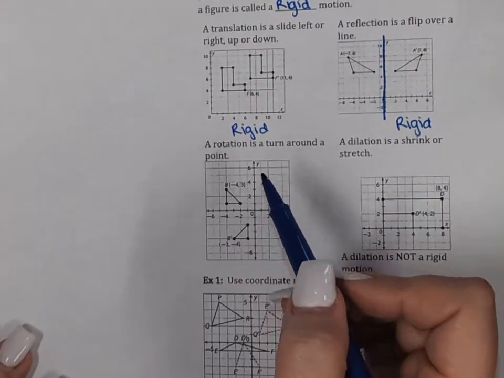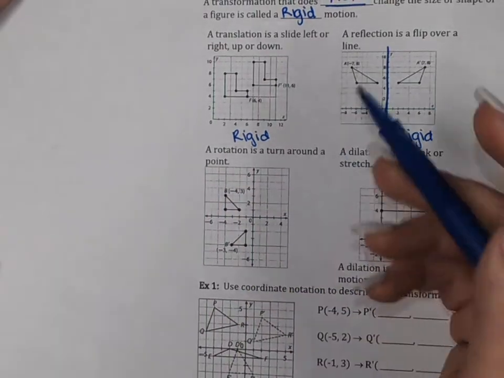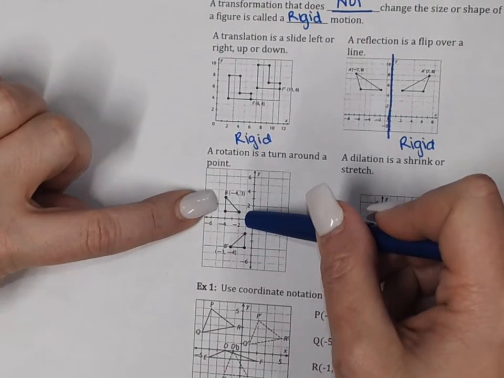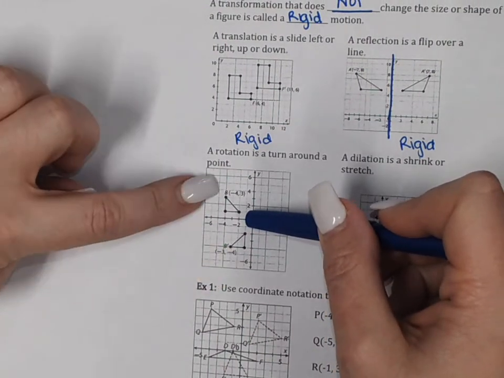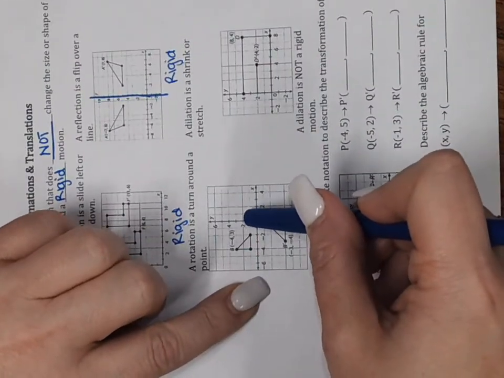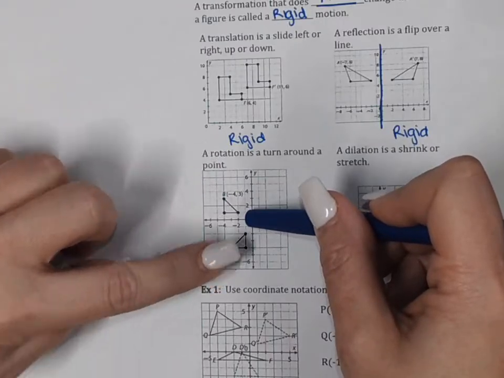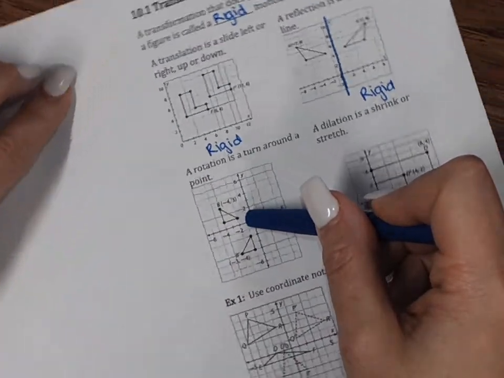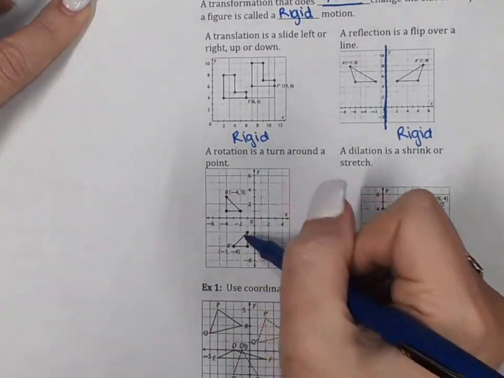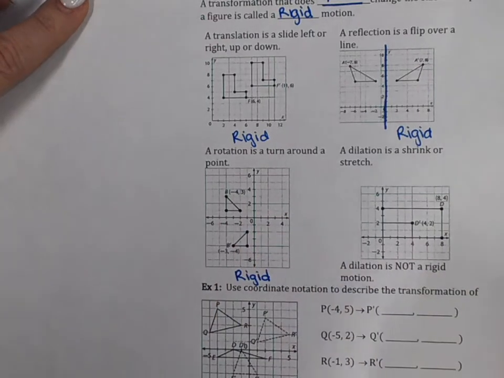Down here, a rotation is a turn about a point. So here they took the original shape right here and they rotated it down into this quadrant. If you can kind of imagine rotating like that, you end up with it in this third quadrant on the graph. See how the image looks there? So if we rotate, now it looks the same. So that's a rotation. Again, the size didn't change on the shape, so this is also rigid motion.